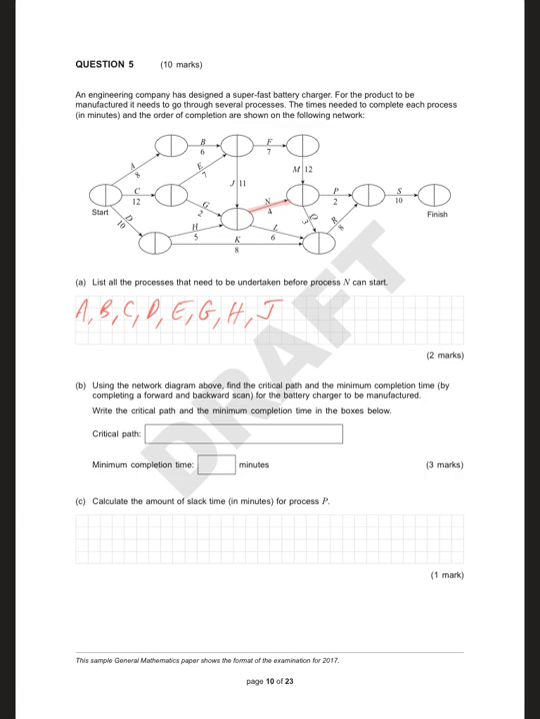Using the network diagram, find the critical path and the minimum completion time by completing a forward and backward scan. Write the critical path. Forward and backward scan. 0, 8, 12, 10, 14, 12, 19 is bigger. There's 3 different ways to get to this one. Could be 19 plus 11, which is 30. 12 plus 2, 14. Yeah, 30. 30 definitely.